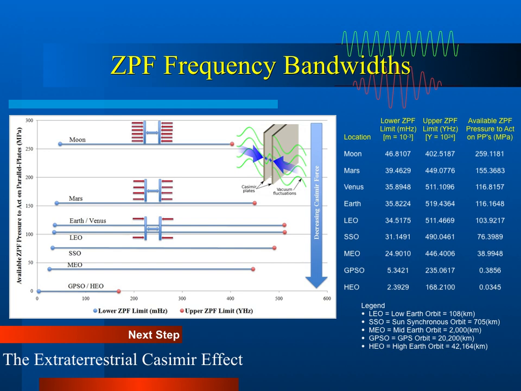The vertical axis represents the available zero-point field pressure to act on the parallel plates. This is a very easy quantity to approximate and is computed from the change in mass energy density across the plate cavity. You can also see that a decrease in Casimir force is predicted with a decrease in polarizable vacuum field pressure. Note that I did not say zero-point field pressure, I used the terminology of polarizable vacuum field pressure.